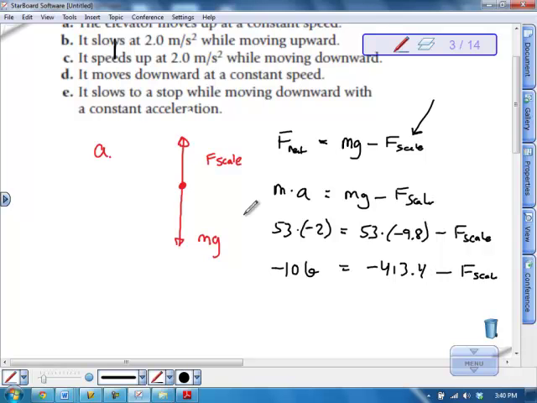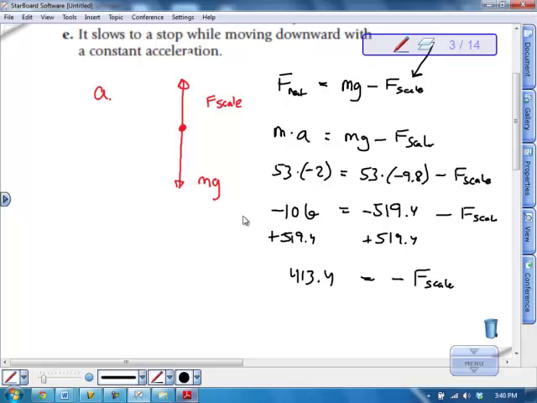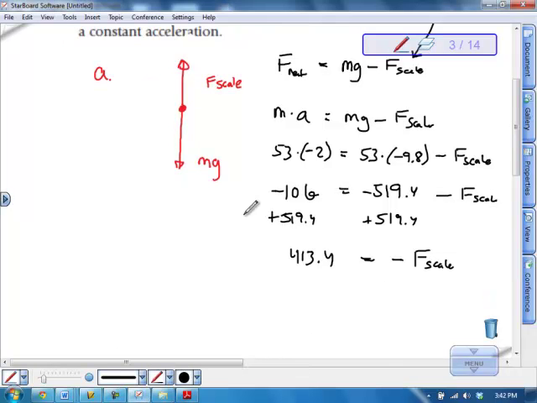And if I add this to both sides, 413.4, I get, I'm sorry, this is not 413.4, this is 519.4. So you can add that to both sides. And that gives me the -413.4 equals, I'm sorry, positive equals negative force in the scale. And I should be more careful about my negative signs as well.